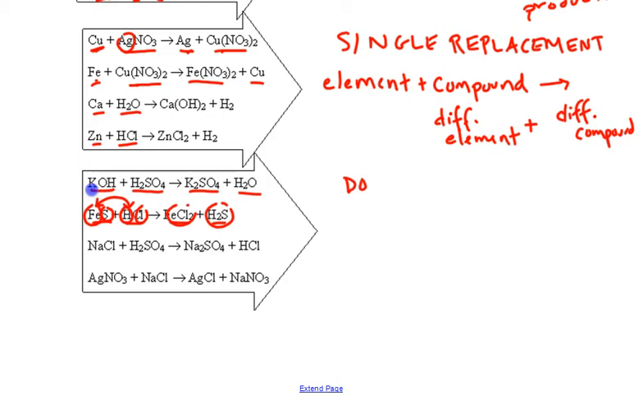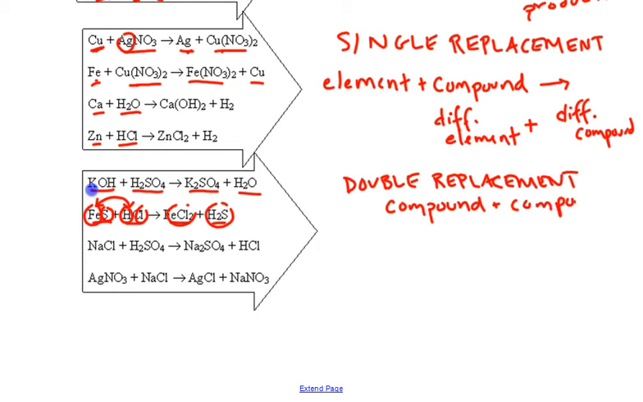So this is what we call a double replacement. And what you are looking for to recognize this is compound plus compound turns into a different compound plus a different compound.